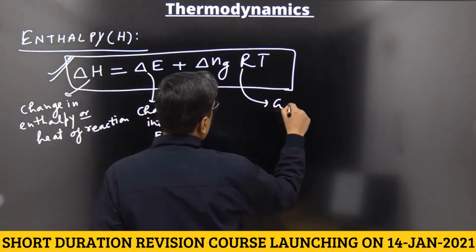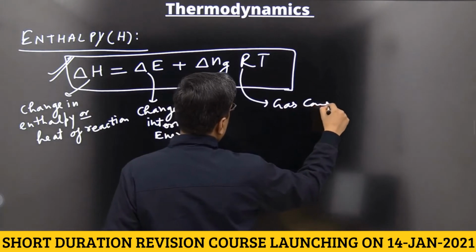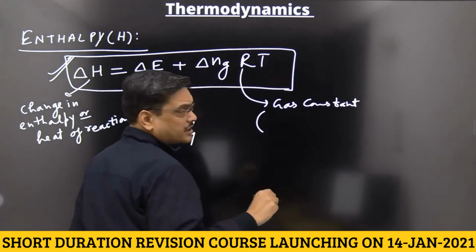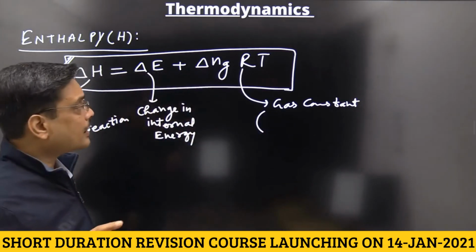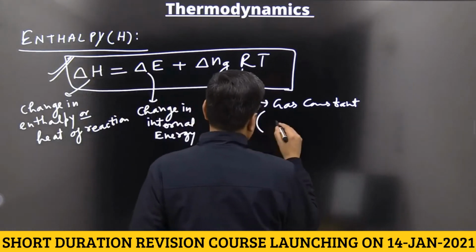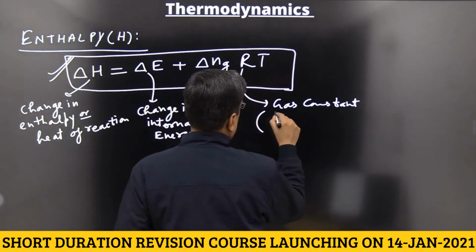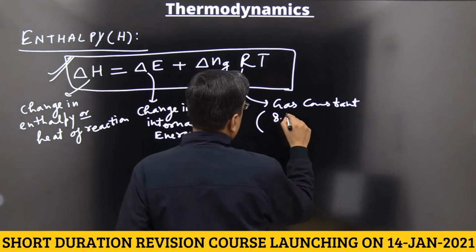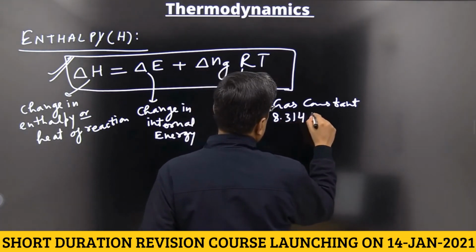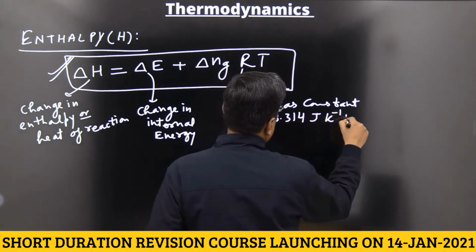R is the gas constant. Here the value of gas constant in joule or calorie. 0.0821 here is not possible because all quantities are present in energy form. So R is 8.314 joule per Kelvin per mole.